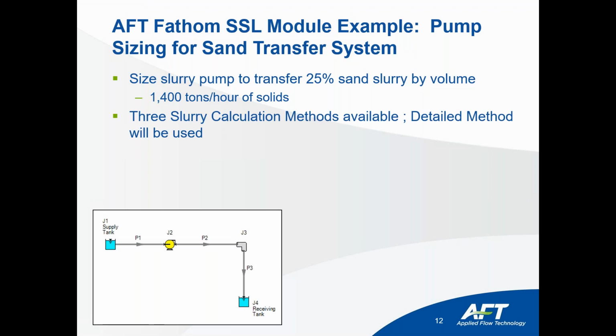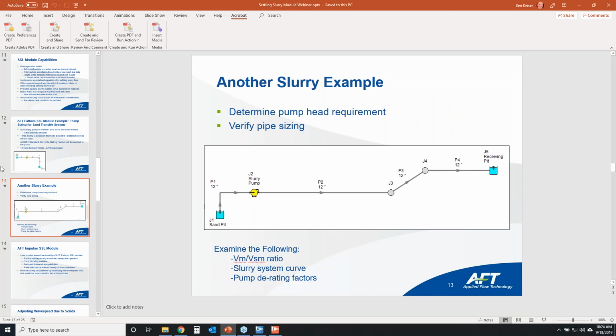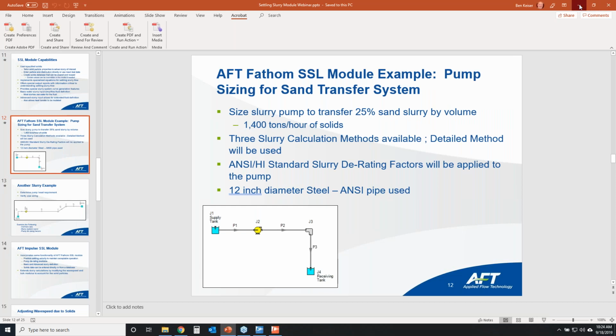There are 3 slurry calculation methods available. I'm going to show you what those are. We're going to use the detailed method, and then the standard that's used for derating the pump is the ANSI HI standard for determining the pump derating factors, and we're going to use 12-inch diameter pipe. So let me go ahead and open up that model really quick here. That's the next example that I'll show you.